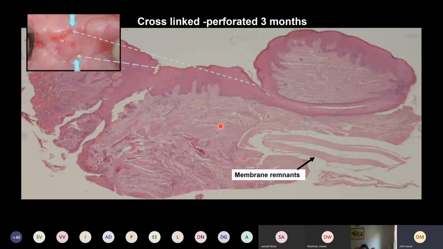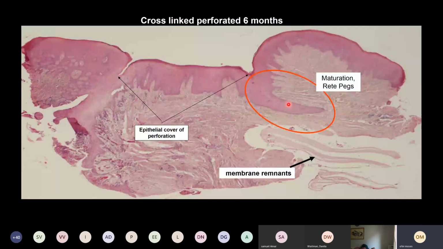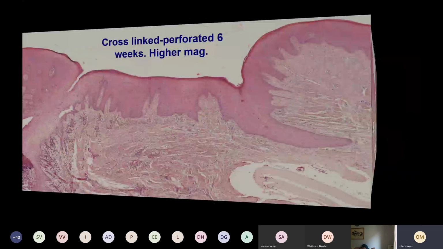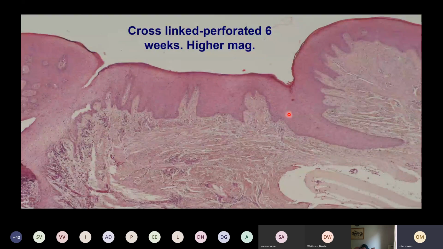And after 6 months, of course, the rete peg is shortened. It looks well organized. And here in high magnification, you can see that right under the edge of the perforation, you see the remaining of the cross-linked membrane. And here, a lot of connective tissue, rich with cells, which is actually the base of the covering by the epithelium.